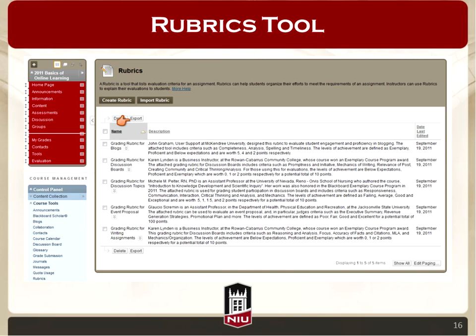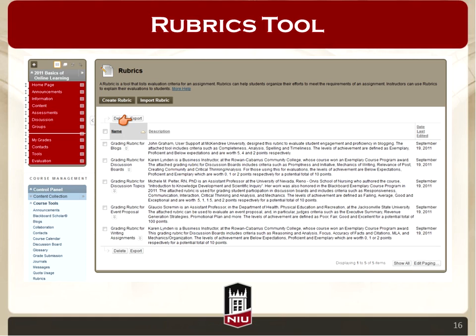You'll notice there's an export button here. You could take any of the rubrics once you have them in Blackboard, check a box for that rubric, and then go up and click this export button. This would allow you, in essence, to export that rubric in a Blackboard formatted file that someone else could then import into their course and make use of.